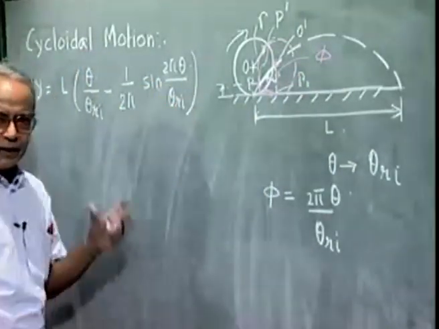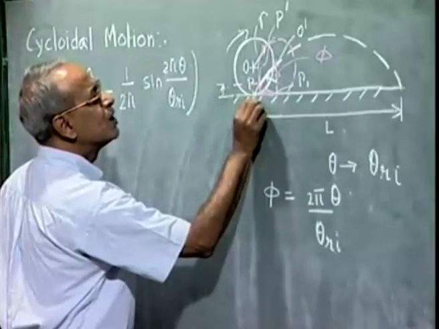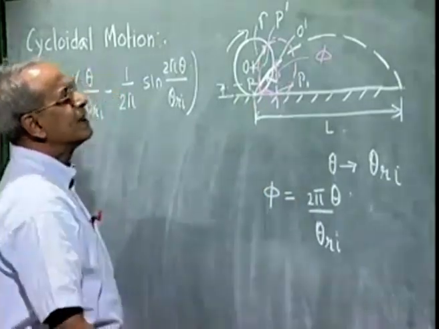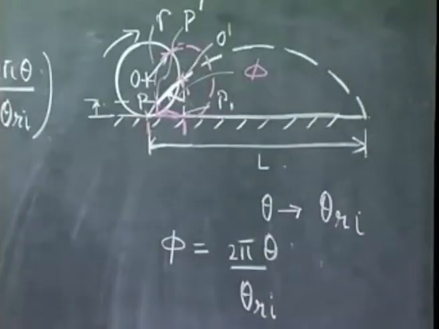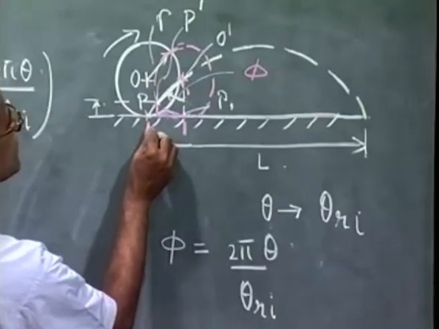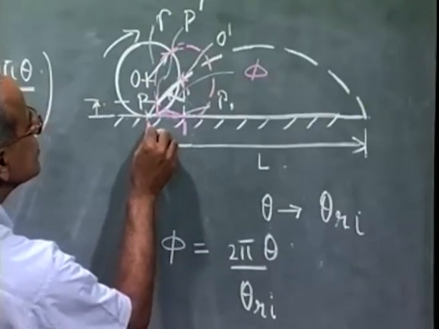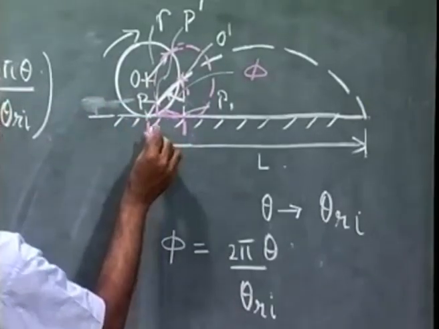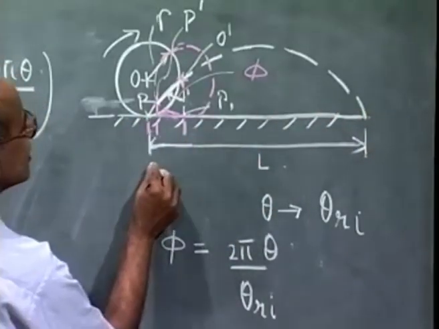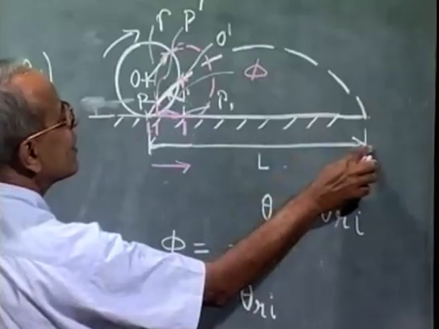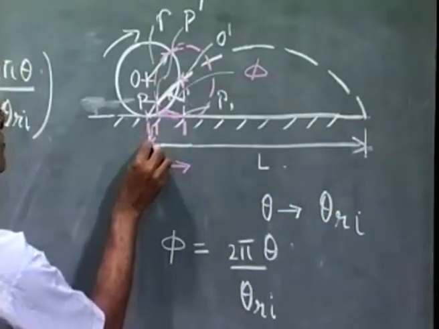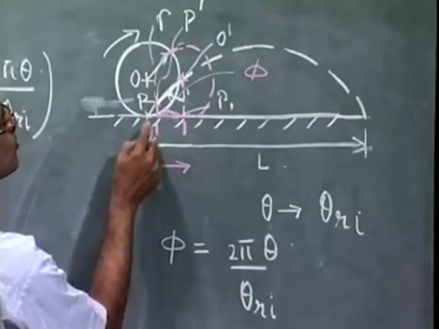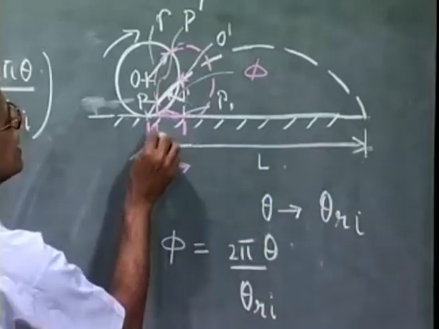Now, because the wheel is rolling without slipping, I know this distance. Sorry, this is not y, it is this which is y. This is the lift, so the displacement of the follower is measured in this direction. This is the lift of the follower. So the movement of the follower is given by this distance. From P, it has gone there, and the corresponding movement in the direction of the follower movement is this. This is y.